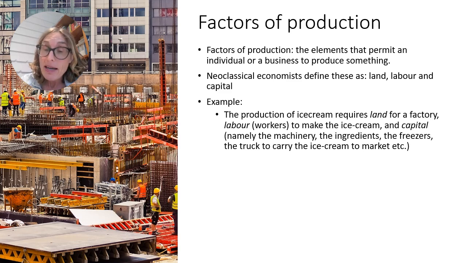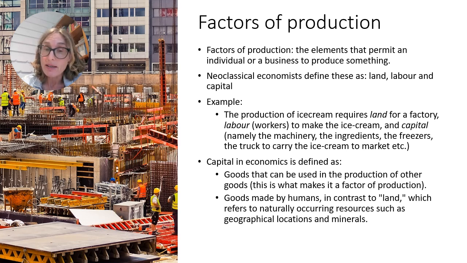If you take our ice cream example, the production of ice cream requires land for a factory, labour or workers to make the ice cream, and capital like machinery, ingredients, freezers and the truck to carry the ice cream to the market. And capital is defined as those goods that can be used in the production of other goods. This is what makes it a factor of production. It can also be defined as goods made by humans, in contrast to resources like land, naturally occurring resources like geographical locations and minerals.